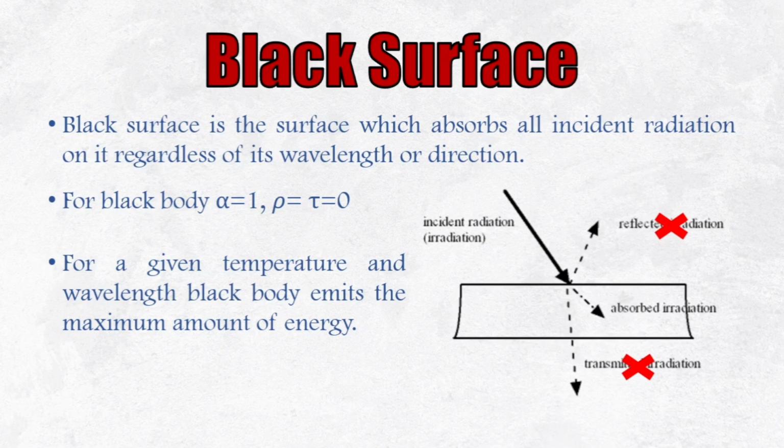For a given temperature and wavelength, a black body emits the maximum amount of energy. Okay, so it should be kept in mind that each and every body emits thermal radiation at its temperature. So if you compare any normal body with a black body, then the black body will emit more emission as compared to a normal body. For example, if we have two bodies, one a normal body and the second a black body, and both bodies are at a temperature of 35 degrees Celsius, in that case the black body will emit maximum radiation as compared to the normal body.